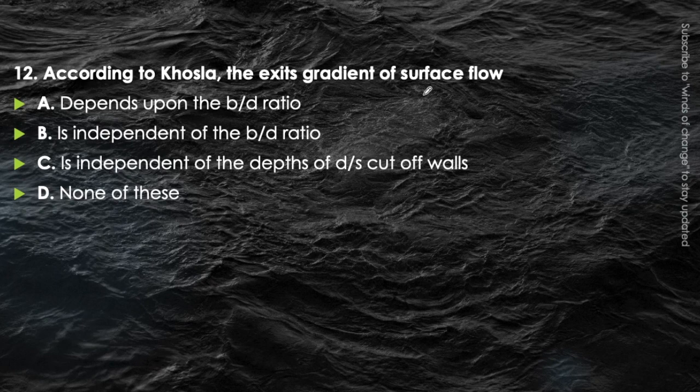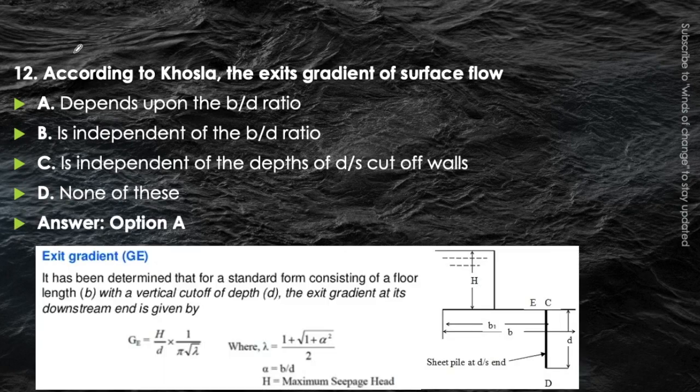Next question: according to Khosla, the exit gradient of the surface flow. This is a question on Khosla's theory of exit gradient. It depends upon the B by D ratio, is independent of the B by D ratio, is independent of the depth of the downstream cutoff walls, or none of these. Can you memorize Khosla's theory of exit gradient? So I'm going to tell you here. According to Khosla's theory, option A will be the correct one.